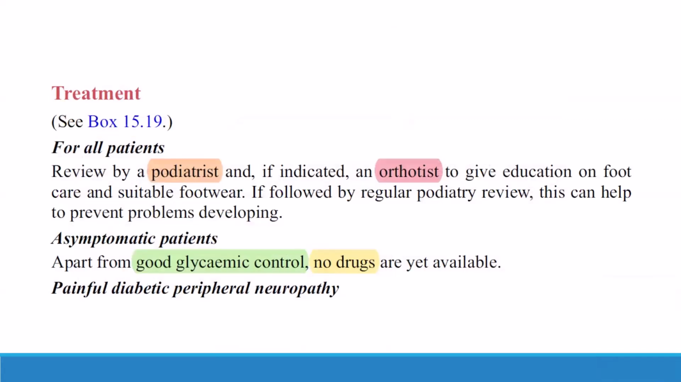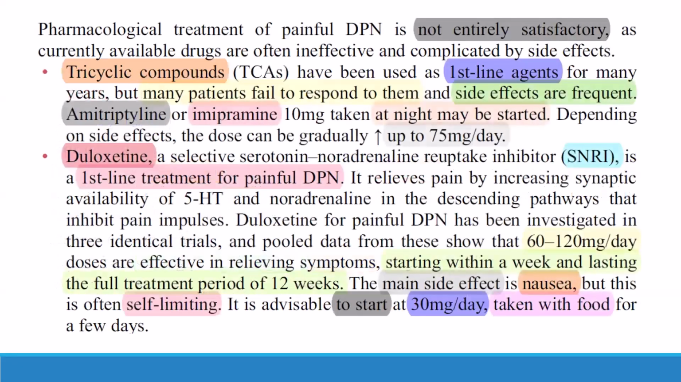Of course, for treatment of neuropathy, diabetic foot affection should be reviewed by a podiatrist and orthotists. And of course, in asymptomatic patients, good glycemic control is mandatory. No drug is available for the management of asymptomatic peripheral neuropathy. Actually, in painful diabetic peripheral neuropathy, we have a lot of medication, but in asymptomatic diabetic peripheral neuropathy, no drugs are approved for this disorder.